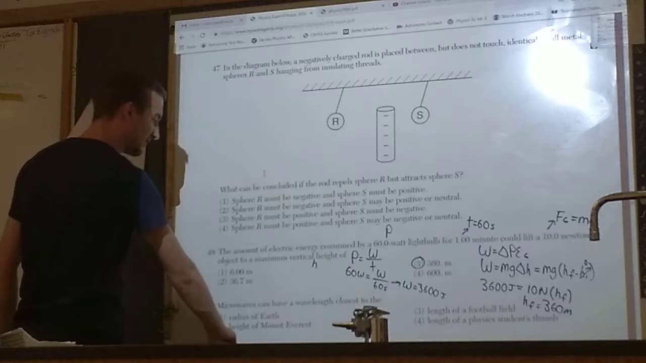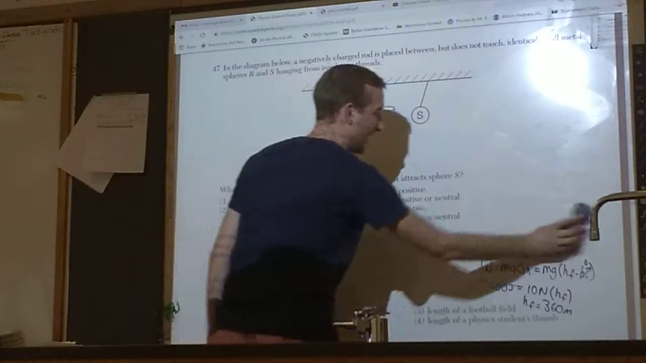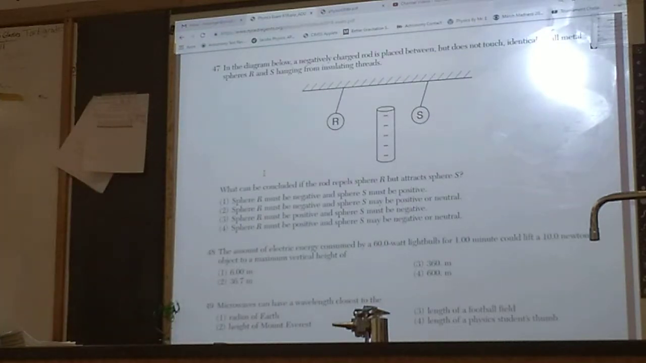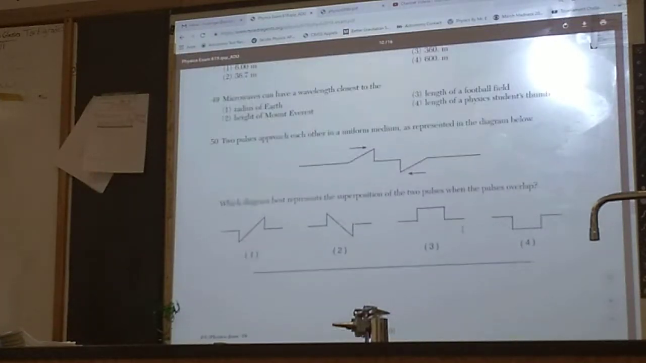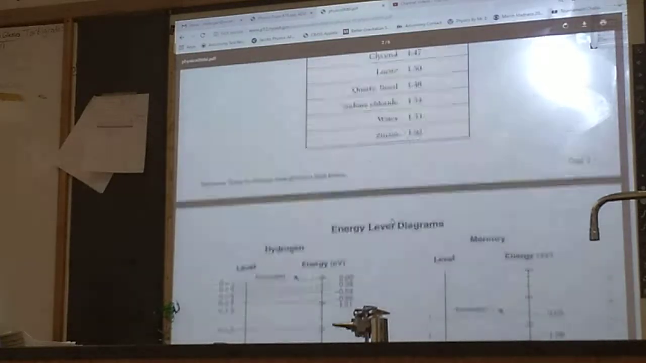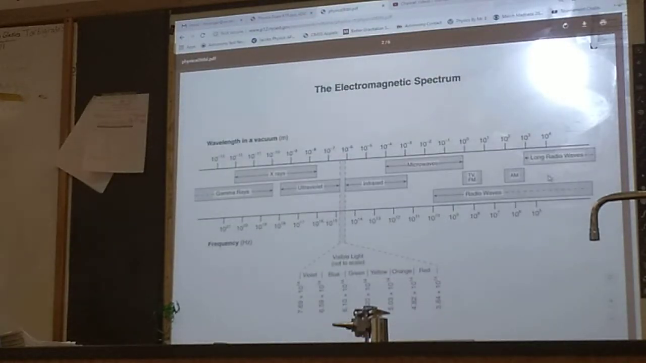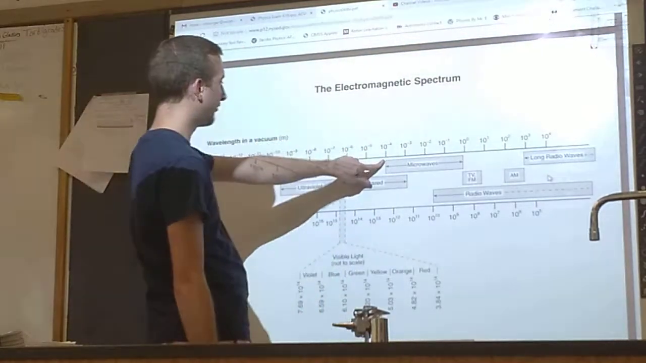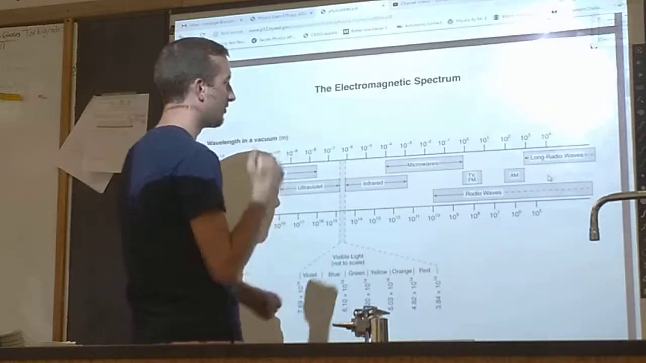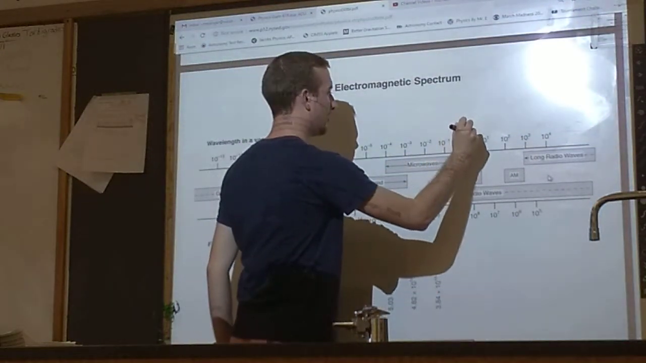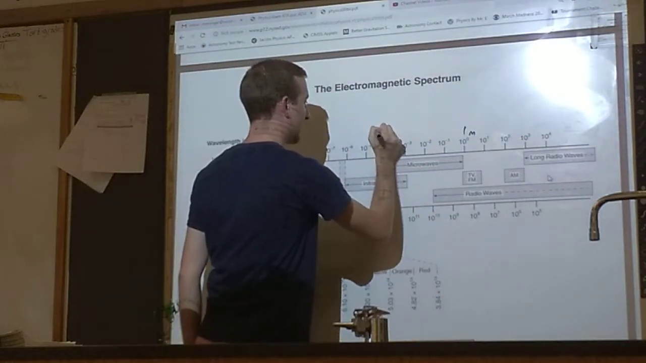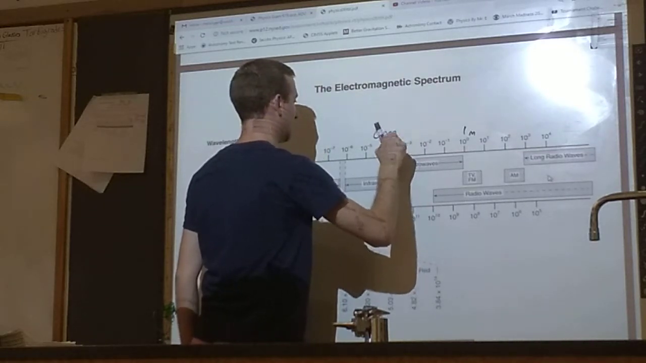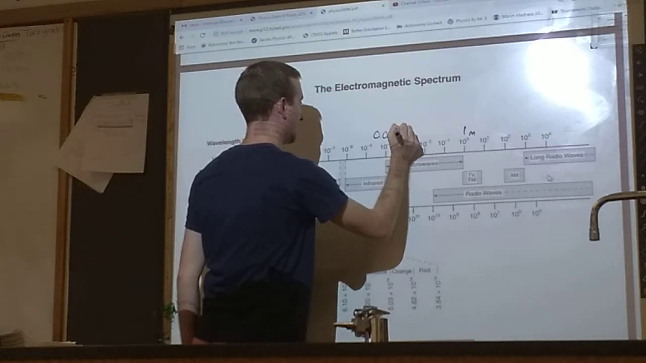49. Microwaves can have a wavelength closest to. This is our standard estimate the size of something question. So, we talk about microwaves. Let's go to the chart that shows us the size of microwaves. Right up here, microwaves extend from 10 to the -4th meters up to 10 to the 0 meters. So that means they extend from 1 meter down to approximately, let me see if I do this right. I don't think that's right, hold on.